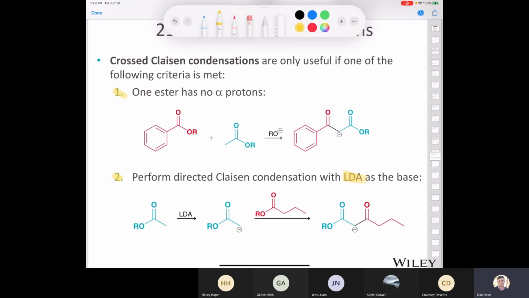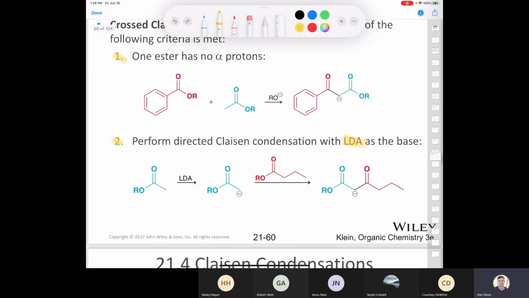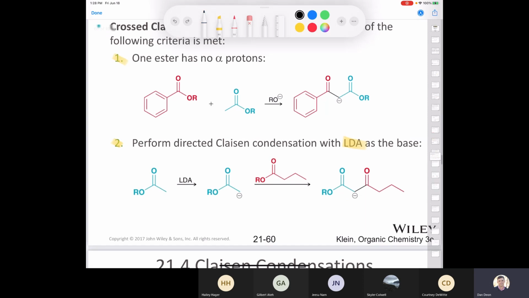So what you do is you take the ester that you want to use as the enolate, and you treat it with lithium diisopropylamide. Remember that? That's what LDA is. If you've forgotten what the structure is, I could draw it out for you here. So you have two isopropyl groups on your nitrogen. It's got a negative charge, so that's LDA. It's a strong base. It's not a good nucleophile because it's too sterically hindered.